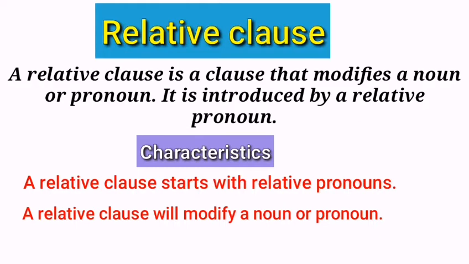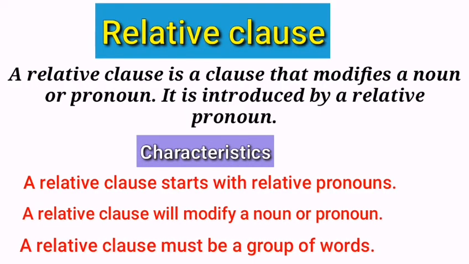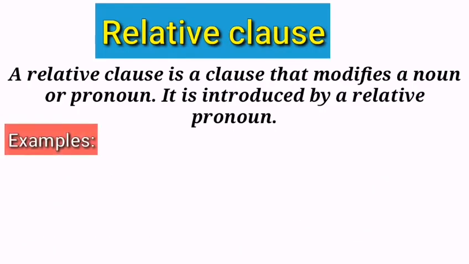The third point is: a relative clause must be a group of words. By this point I mean that a relative clause must be more than one word. Or you can say it will be a group of words which consists of a verb of its own. Just look at these examples.